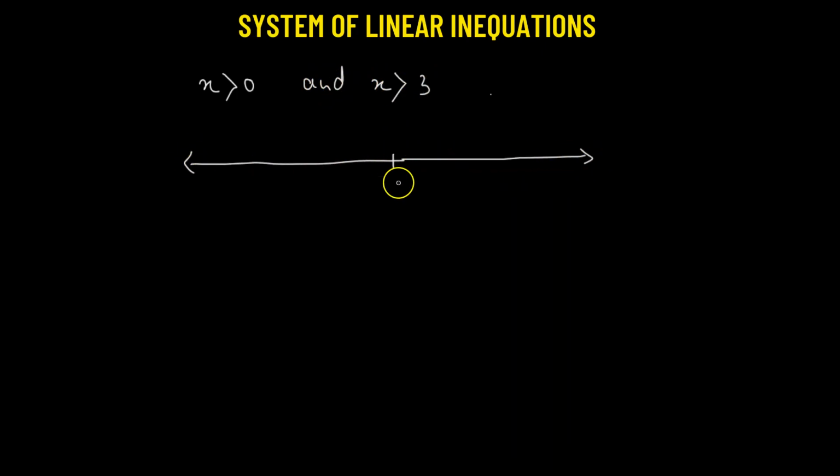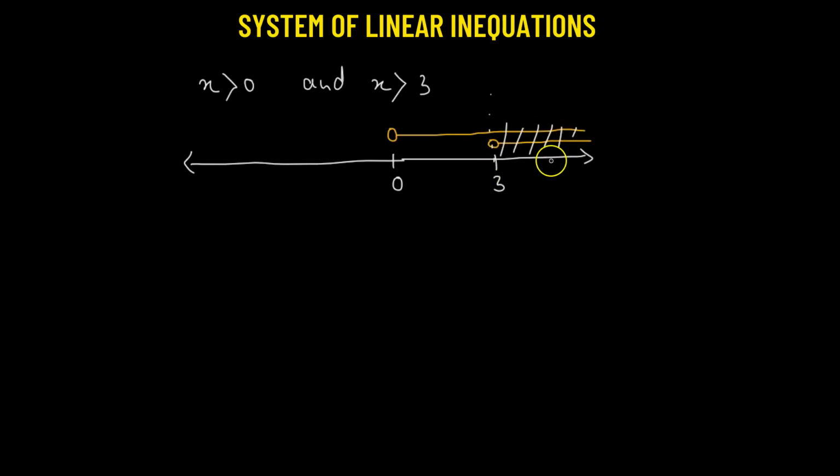On the number line we will take x equals 0 and x equals 3. So here x greater than 0 means we'll have to consider all the values of x which are greater than 0. That means lying to the right of x equals 0. And I've used a bubble, that is because 0 is not a part of the solution. We have x greater than 0. And for x greater than 3, we have to consider all the values of x that lie to the right of x equals 3, and 3 is not included. And here we'll see that the common solution will be this particular region.